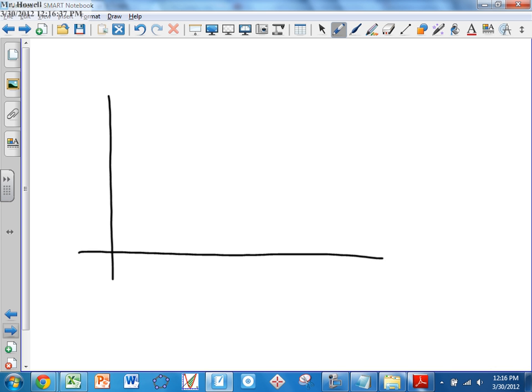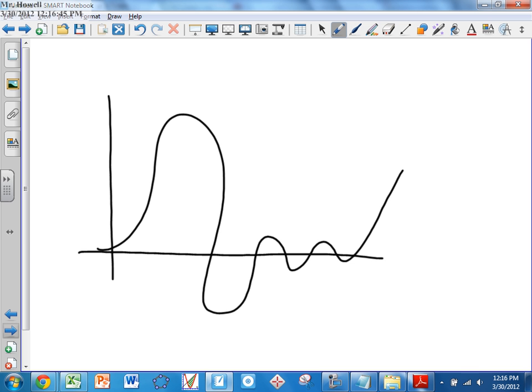Can it cross the x-axis or no? I said you just draw a function. Okay, good. Even though that's really not a function, be careful. The vertical line test would fail. It's fine, I'm just saying, be careful. Anybody else want to draw another one? I need one more.